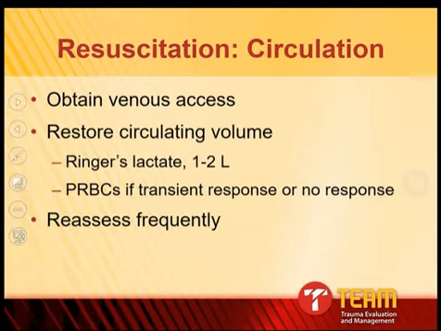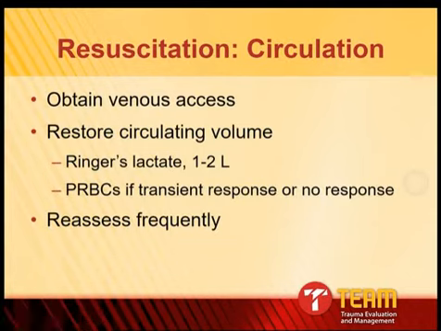But if you can get good 16 or 18 gauge peripherals in the arms, just as good. I'll take it any day of the week. If you've got good 16 or 18 gauge peripherals, I will take that over a central line, okay? Because most of the time if I tell someone to put a central line in, they give me a triple lumen, and that's useless, okay? That's wonderful if you want to give someone TPN, if you want to put them on pressors, if you want to do any of that stuff. A triple lumen central line is absolutely useless in the shock room for resuscitation.